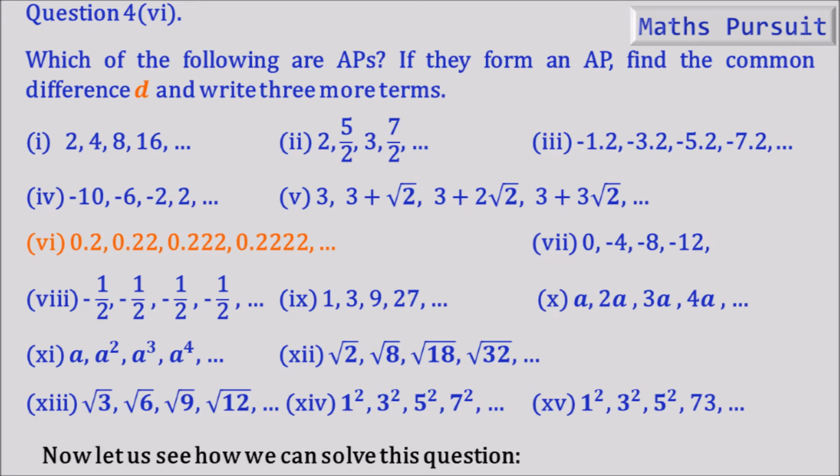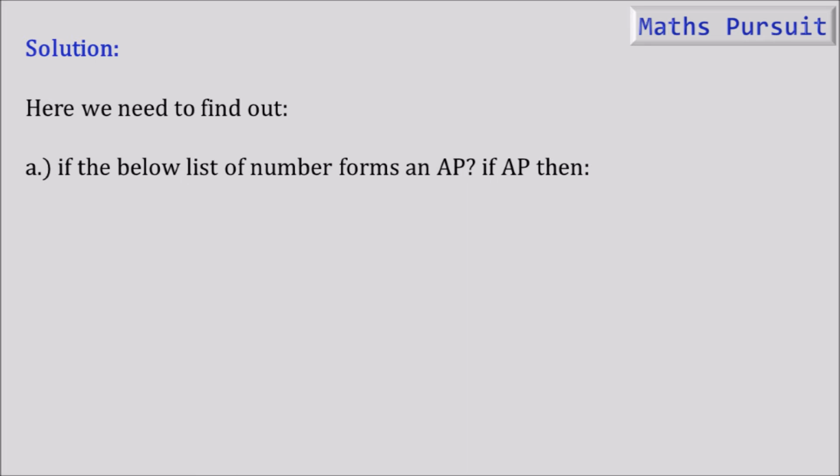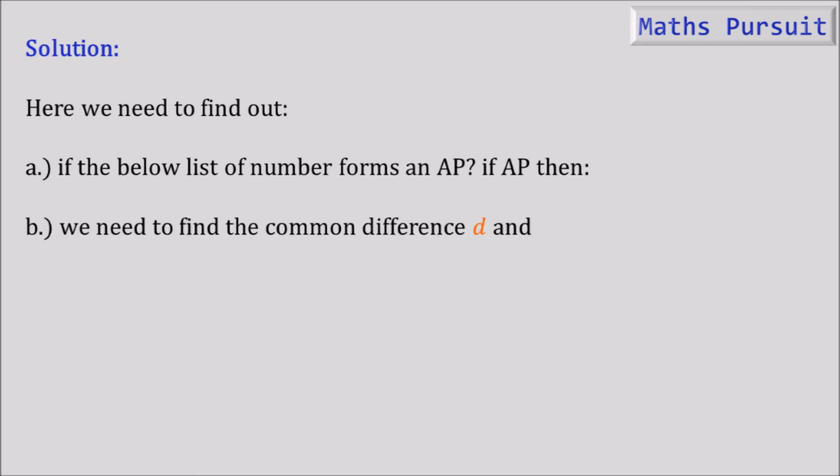Now let's see how we can solve this question. So moving to the solution. Here we need to find out if the below list of numbers forms an arithmetic progression. If AP, then we need to find the common difference D and we also need to find the next 3 terms. So guys, this question is very simple. It is asking us to find whether the given number sequence is an AP or not. If it forms an AP, then we need to find out the next 3 terms.